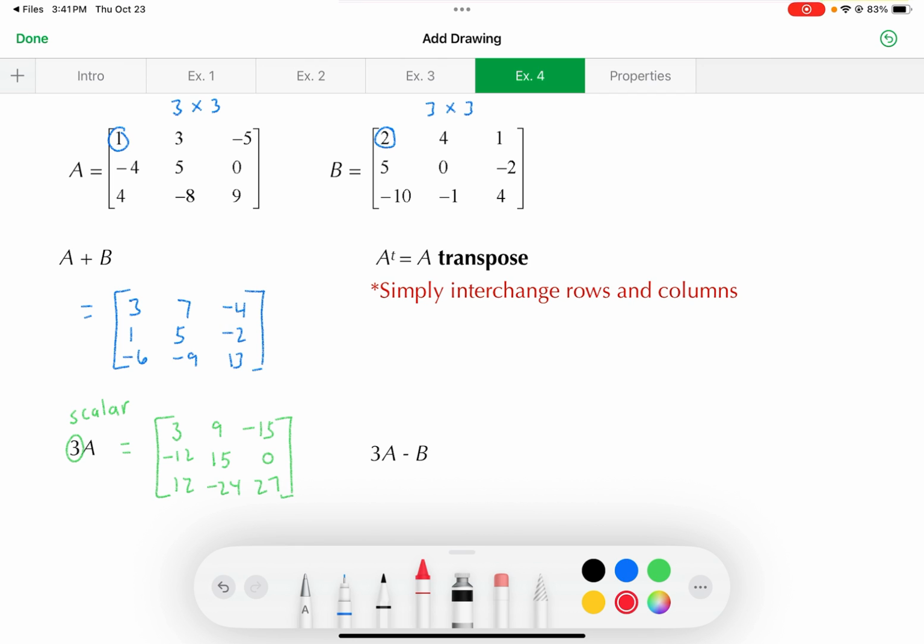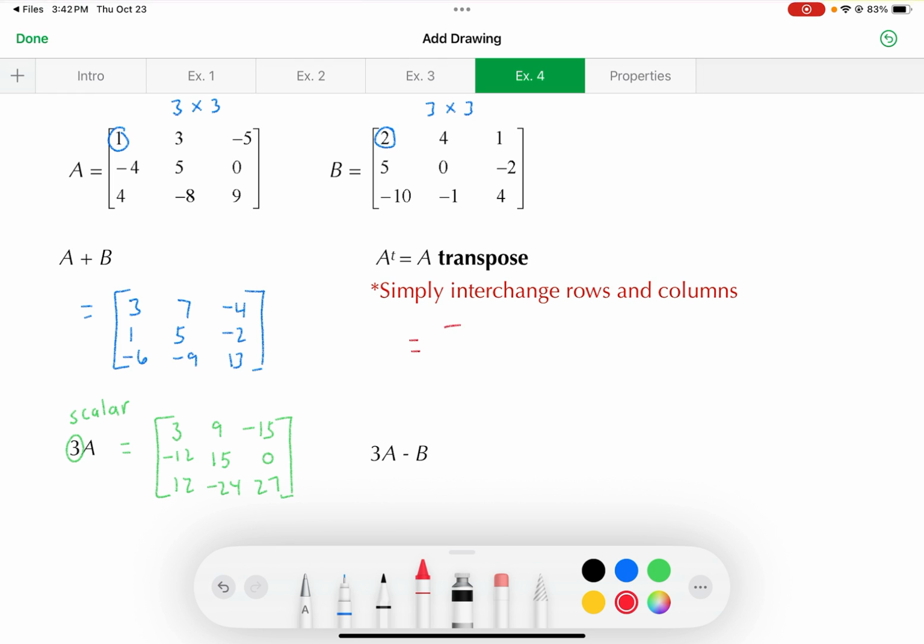All right, next, this might be new for you. Here it looks like matrix A is being raised to the power of t. We would read that as the transpose of matrix A, or A transpose. And all that really means is we are to interchange the rows and the columns. So the first row elements of matrix A turn into the first column elements of the transpose.